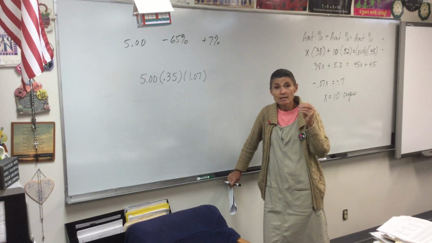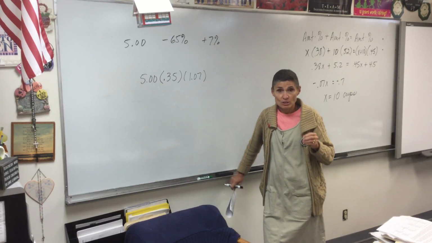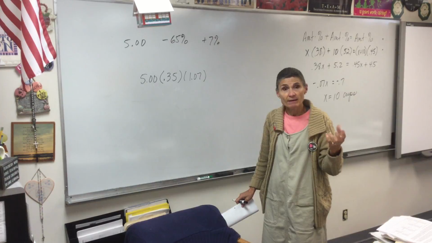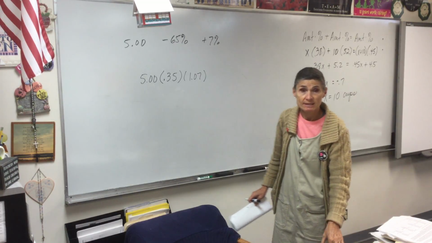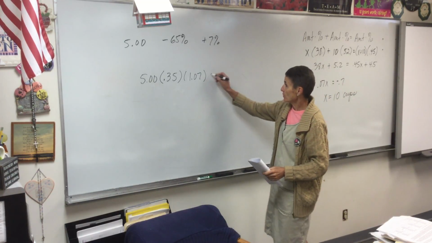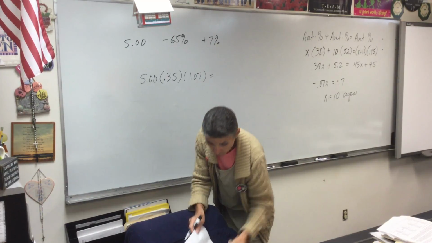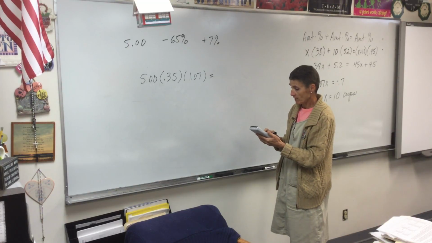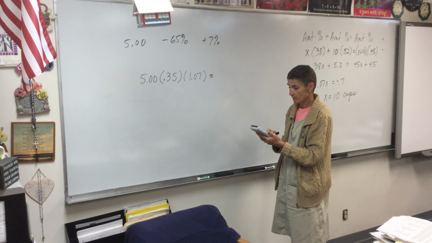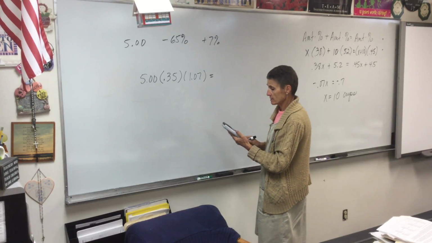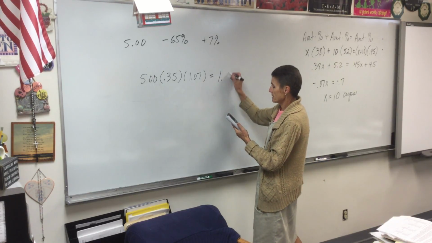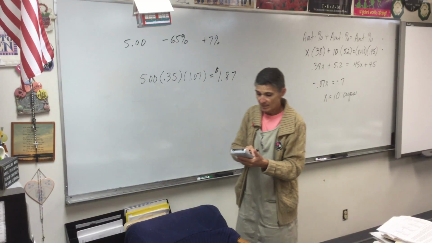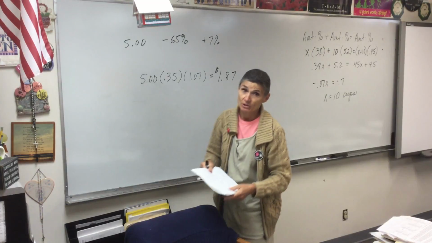I'm paying 107% for this jumper, because I'm paying what I was going to be paying, 100% of that, plus an additional 7%. So that all multiplied together will be the answer to the question. 5 times 0.35 times 1.07. Oh my goodness, I need to go buy this jumper. It would be $1.87. I'd be paying $1.87 for that jumper. That's a good deal for a jumper.